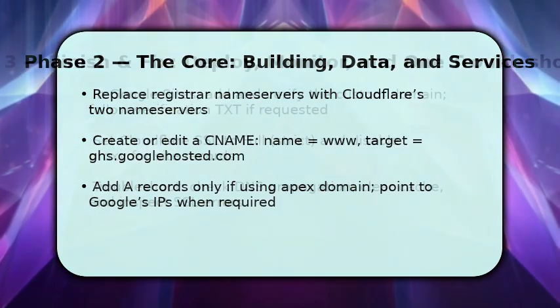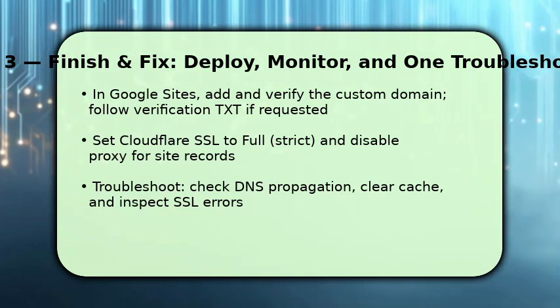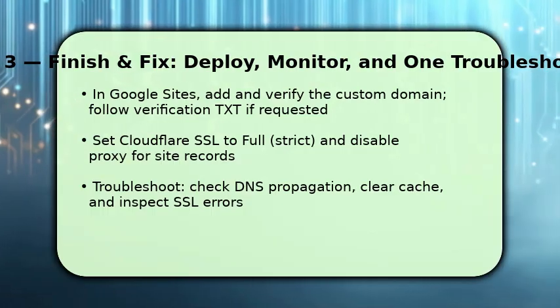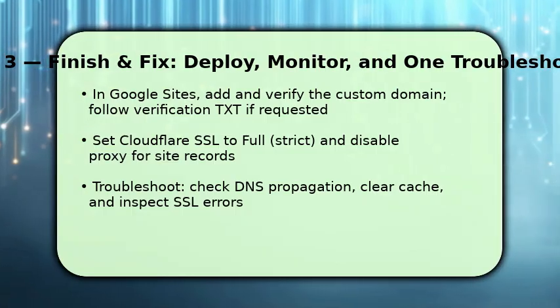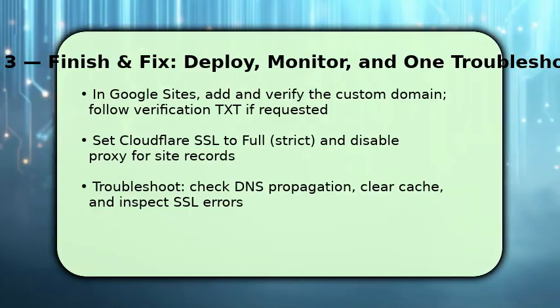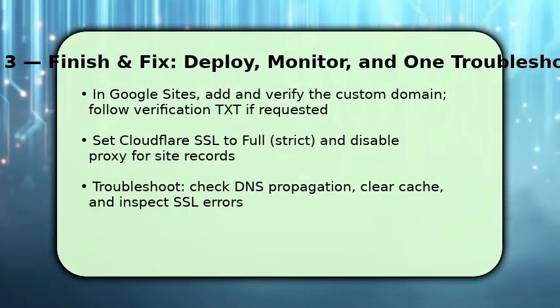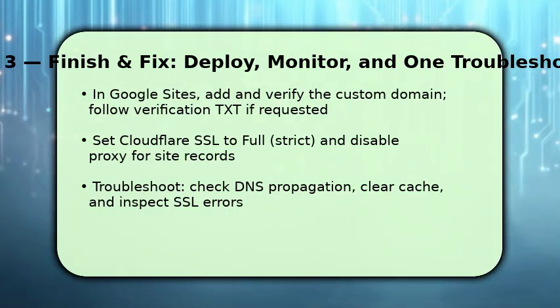Once the CNAME is in place, go to Google Sites and add your custom domain. Verify ownership using the TXT record Cloudflare saved or the automatic method. Once Google recognizes the domain, accept the mapping and allow SSL provisioning. In Cloudflare, set SSL to full strict and ensure the CNAME/A records for Google are not proxied. Cloudflare must pass traffic directly.